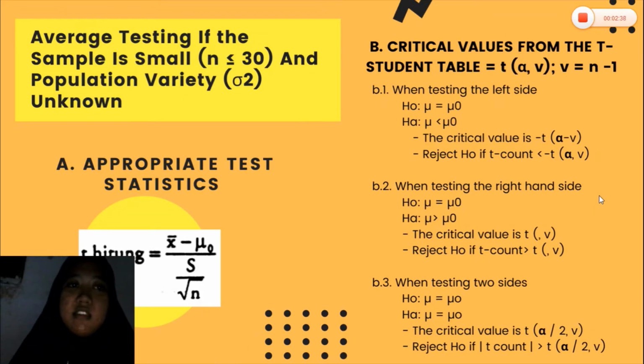Average testing if the sample is small and population variance unknown. Appropriate test statistic. Critical values from the t-student table. When testing the left side. When testing the right-hand side. When testing two sides.